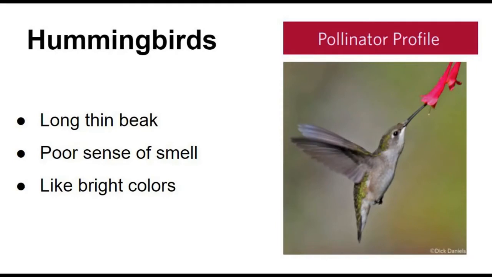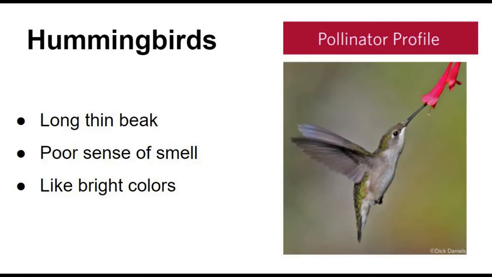Another important pollinator are hummingbirds. Hummingbirds are a lot larger than insects, a lot larger than bees, but they are very, very small birds. Hummingbirds have a long, thin beak that fits up inside of a flower. They fit perfectly inside long, skinny flowers.